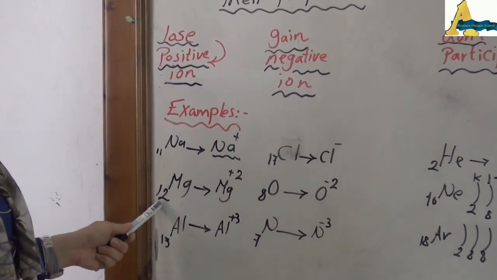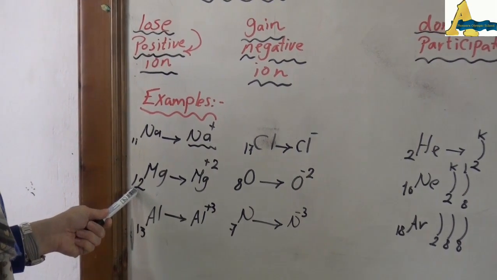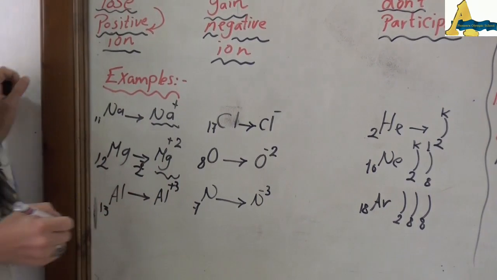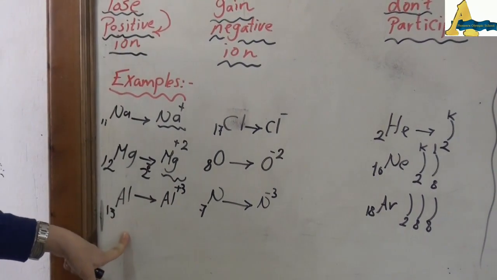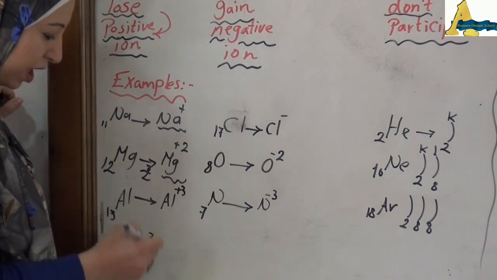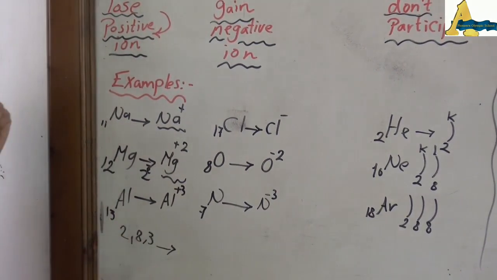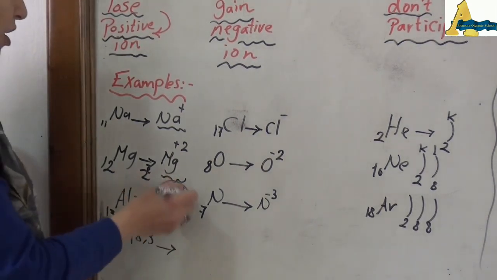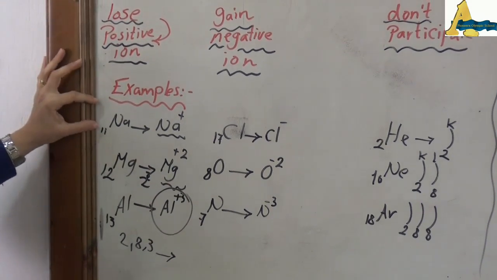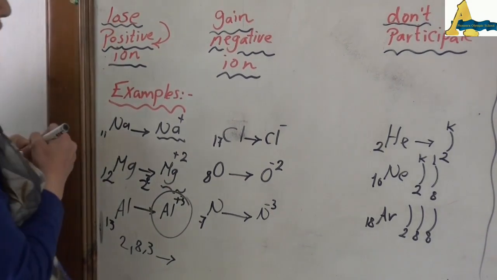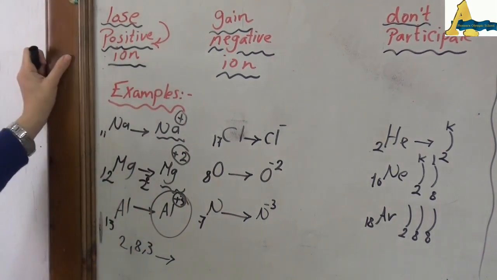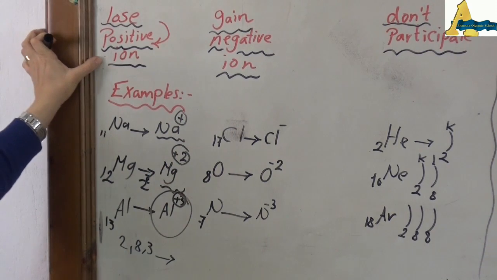Magnesium 12 will be distributed as 2, 8, and 2, and it's going to lose 2 electrons. When it loses 2 electrons, it will be Mg plus 2. Aluminium 13, Al 13, is distributed as 2, 8, and 3. During the chemical reaction, it's going to lose 3 electrons and change into Al plus 3. So each positive ion carries a definite number of positive charges equal to the number of lost electrons.